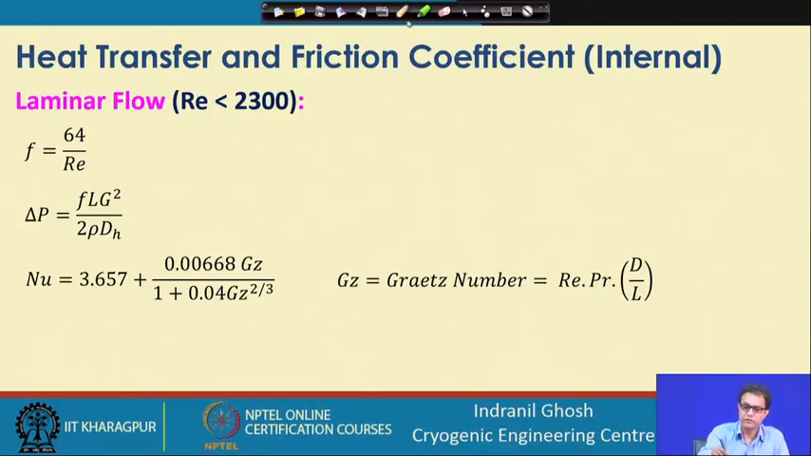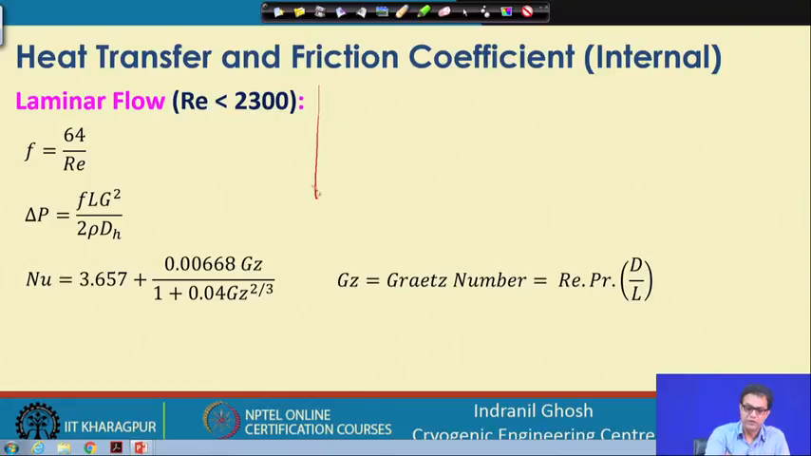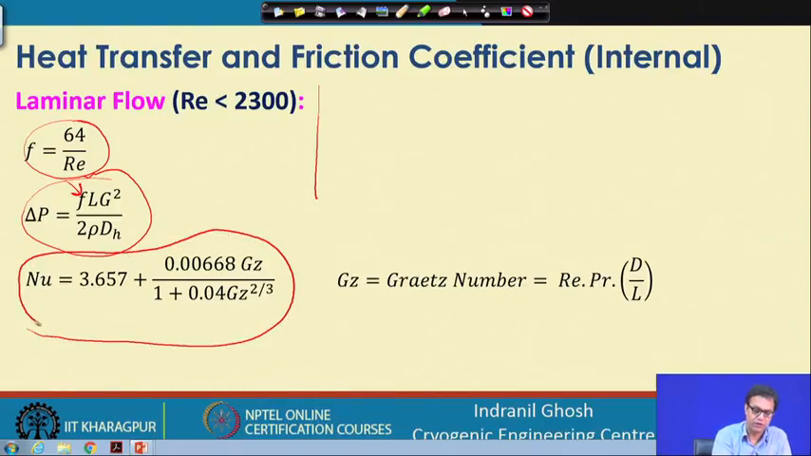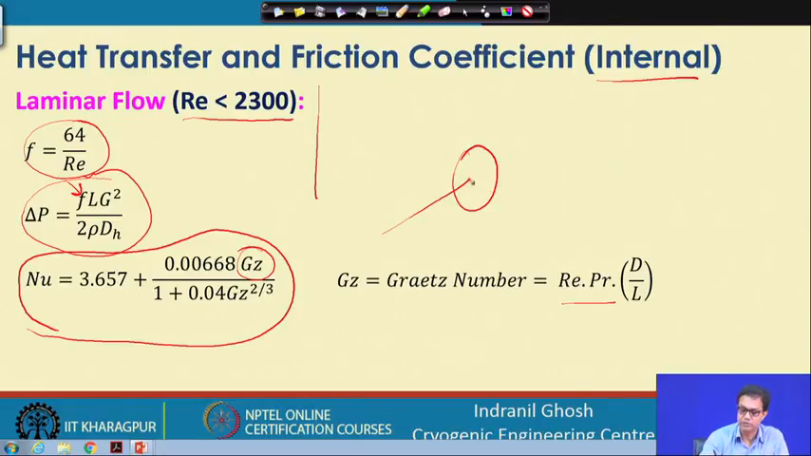For the internal flow, if it is a laminar flow, we have this kind of friction factor, and that friction factor will come in this relation for the pressure drop. And in case of laminar internal flow, we have the Nusselt number related to the Graetz number, and the Graetz number is given by this relation. This is where the flow is laminar and also it is internal flow, that means the flow is taking place through the tube, inside the tube.